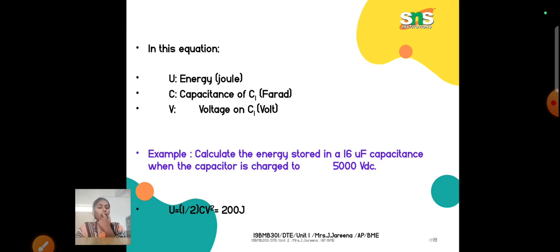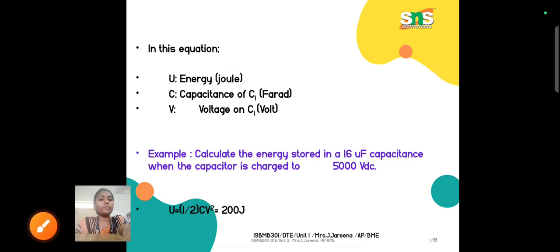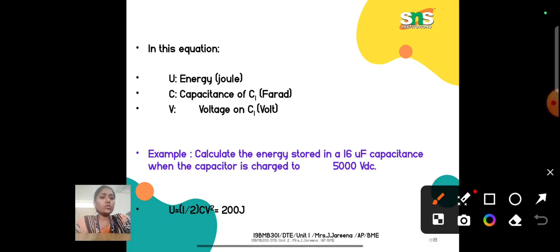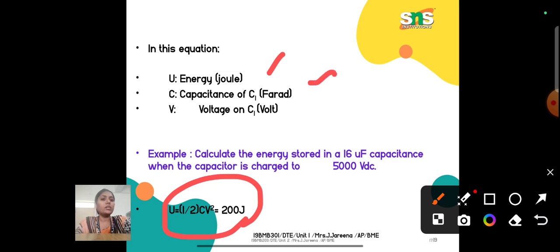Okay, so for that we have one formula, that is U equals half C V squared. Here U is the energy, C is the capacitance of the capacitor, and V is the voltage. So these are the variables. If you substitute the values of capacitance and voltage, then we come to know the energy stored in that capacitor.